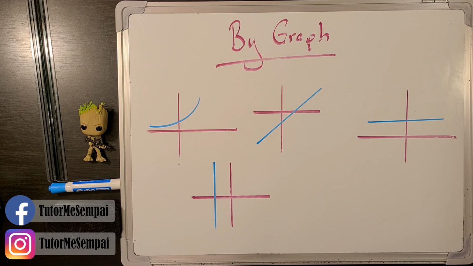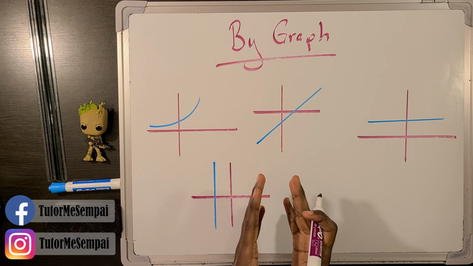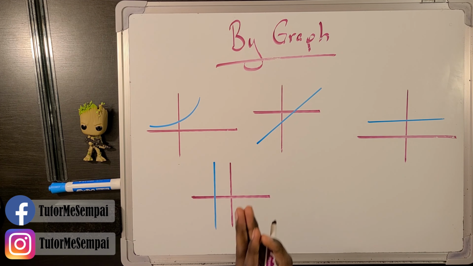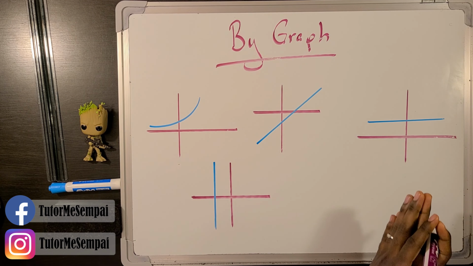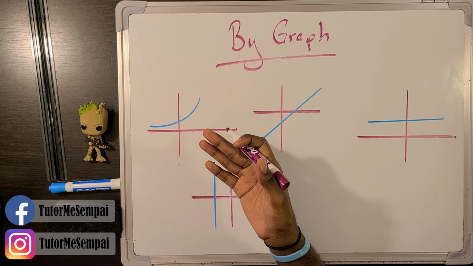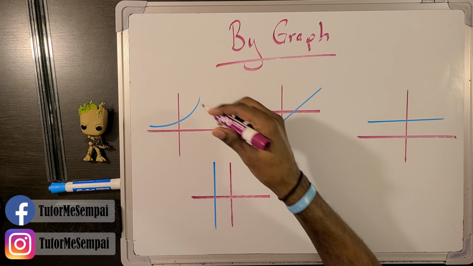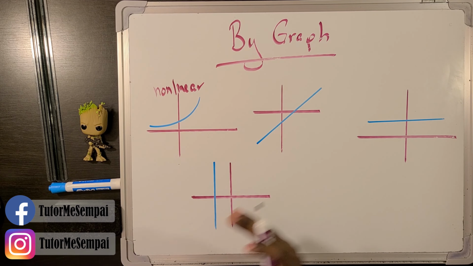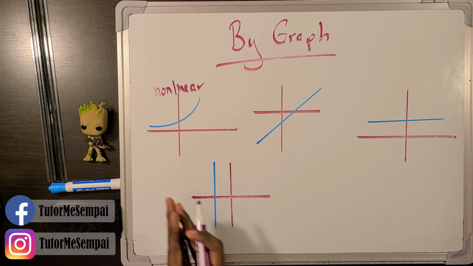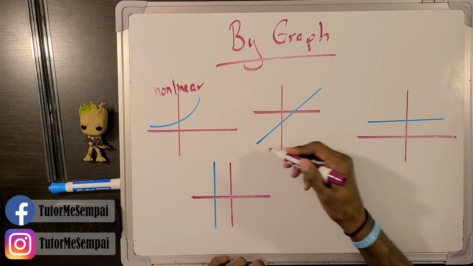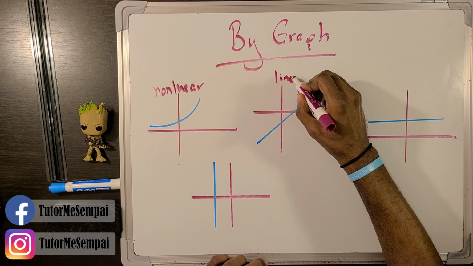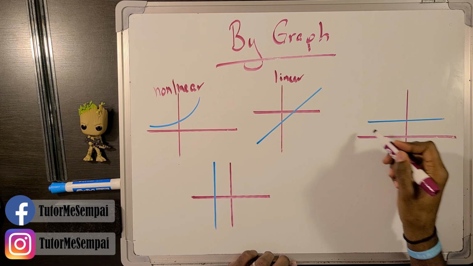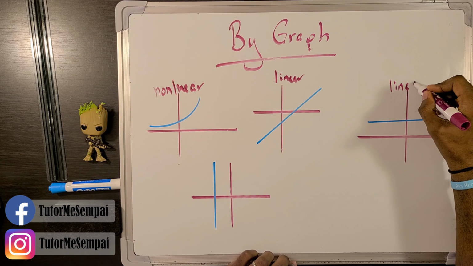I personally think that by graph is the easiest because it is purely visual. Remember, our working definition is it has to be a straight line. So looking at a graph, you can tell without much of a second thought whether a function is a linear function or non-linear function. How about this first one? Is this going to be a non-linear or a linear function? Well, this is going to be non-linear. You see it curves. This is not a straight line. How about this one? Is this going to be a linear or a non-linear function? Well, this is a straight line, so it's going to be linear. How about this one? Is it going to be linear or non-linear? Well, this is also a straight line, so this is going to be linear.